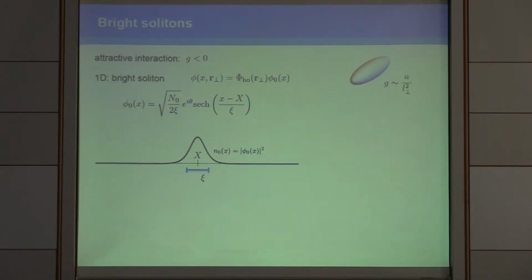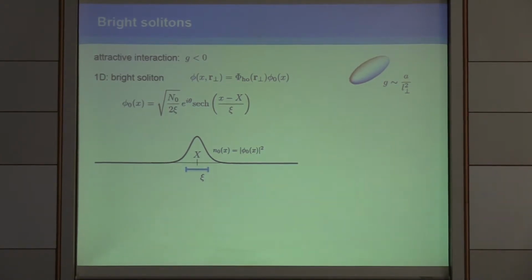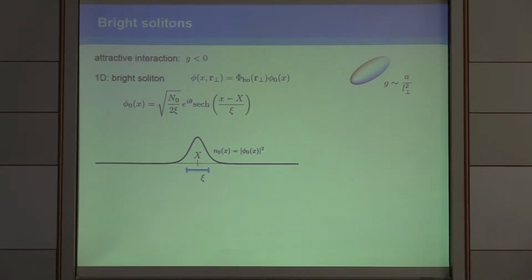So what I will be talking about is Bose-Einstein condensates in one-dimensional traps. These are created experimentally by confining a gas in a cigar-shaped trap, where the confinement in the transverse direction is very strong compared to the confinement in the longitudinal direction. In this case, the wave function of the system factorizes into a transverse harmonic oscillator state, described in the lowest energy oscillator state, and the longitudinal, effectively one-dimensional wave function, which solves the Gross-Pitaevskii equation.